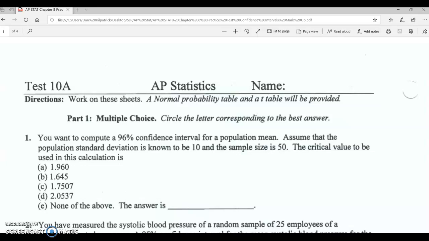All right, gentlemen, I'm going to try to go over this practice test. This is the one on confidence intervals. If you need to, you can obviously speed up the playback, 2x speed, whatever works for you.